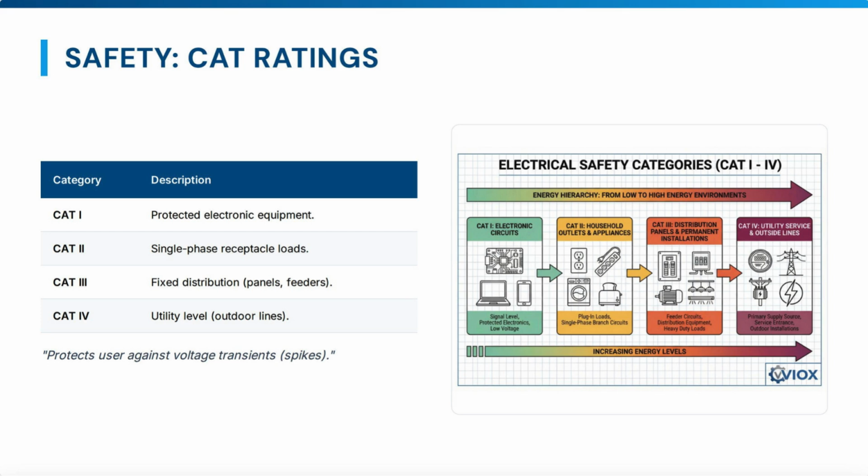Breakdown of CAT ratings. CAT I: protected low-voltage electronic circuits, signal levels, and equipment not directly connected to mains power, e.g., secondary copier electronics, protected board levels. CAT II: single-phase local receptacle loads and plug-in appliances, e.g., televisions, portable tools, household outlets.